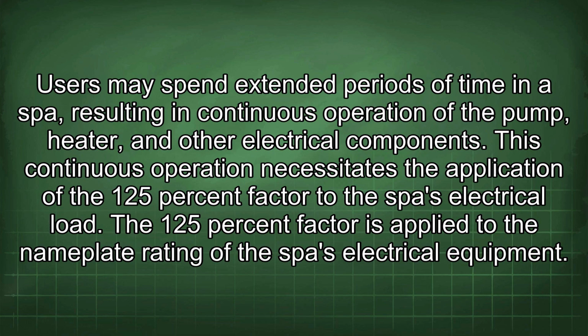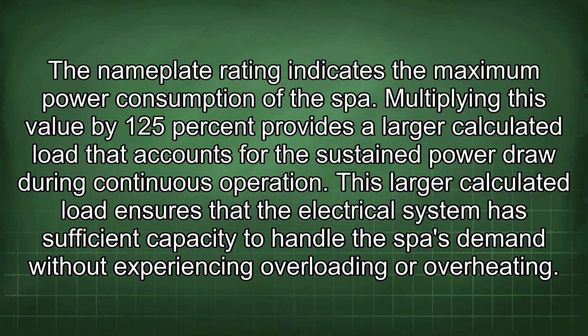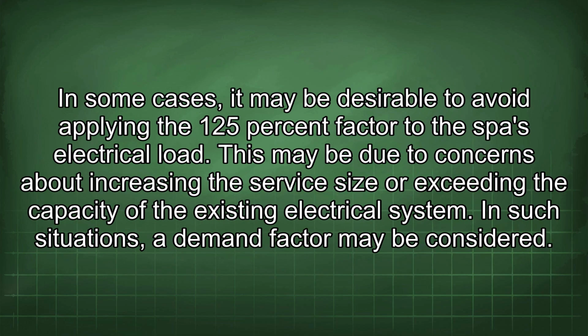The 125% factor is applied to the nameplate rating of the SPO's electrical equipment. The nameplate rating indicates the maximum power consumption of the SPO. Multiplying this value by 125% provides a larger calculated load that accounts for the sustained power draw during continuous operation. This larger calculated load ensures that the electrical system has sufficient capacity to handle the SPO's demand without experiencing overloading or overheating.